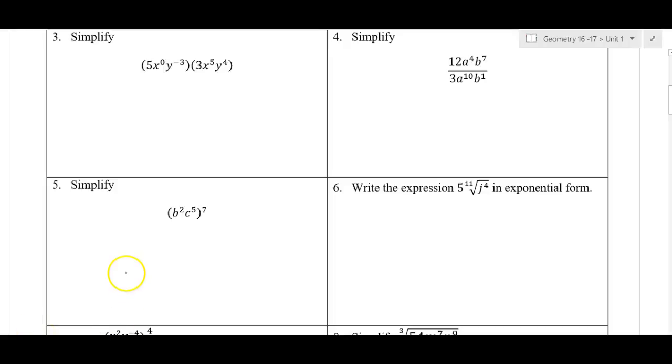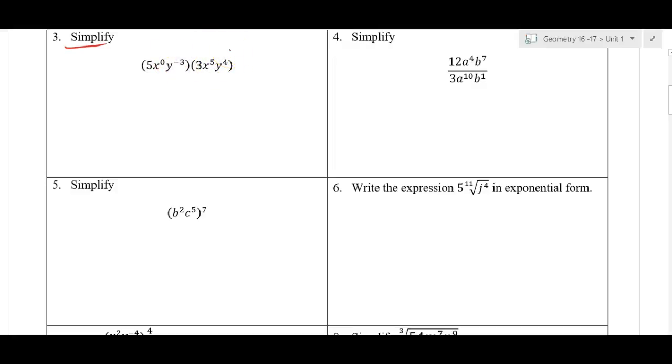So as we move on to number 3 and number 4, we're going to notice that again, it is just simplifying. Now in this case, when I'm looking at number 3, I don't have any more rational exponents. I have only whole numbers as my exponents. I have 0, -3, 5, and 4.